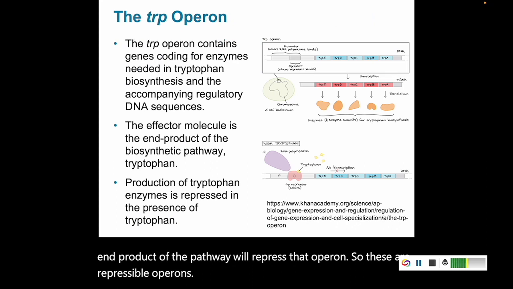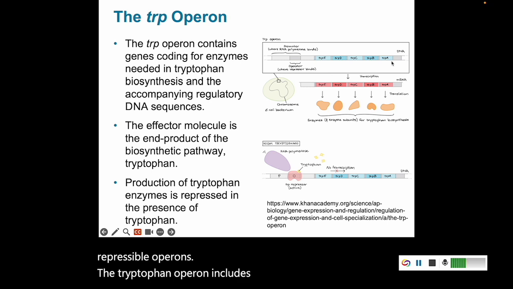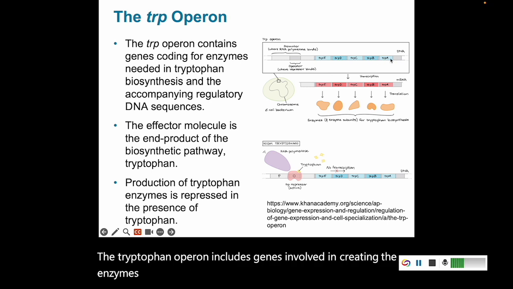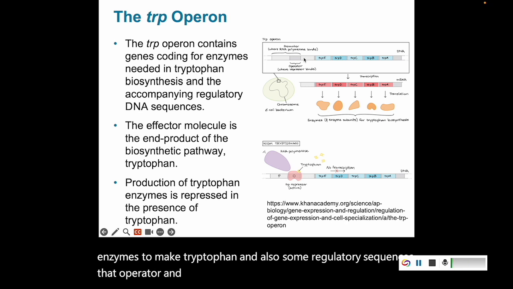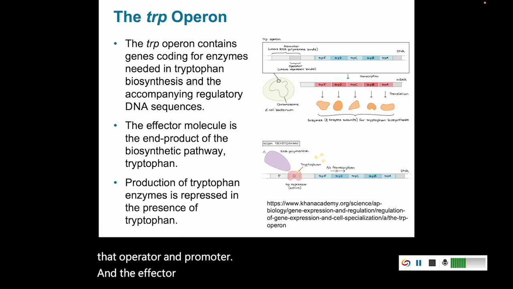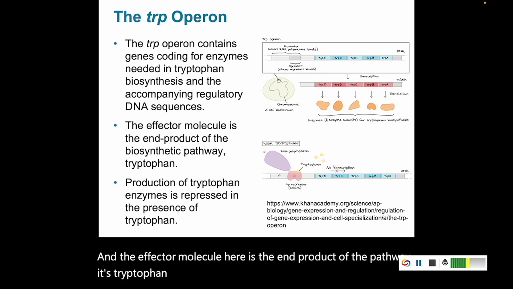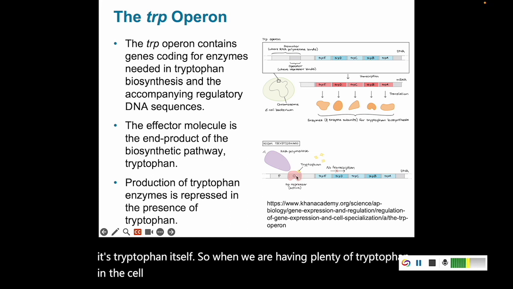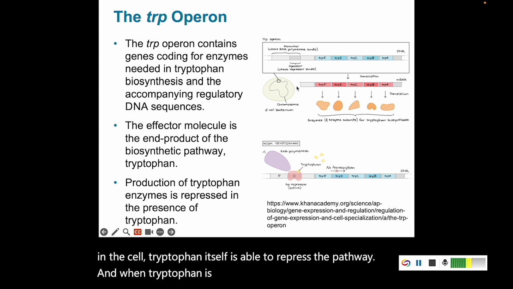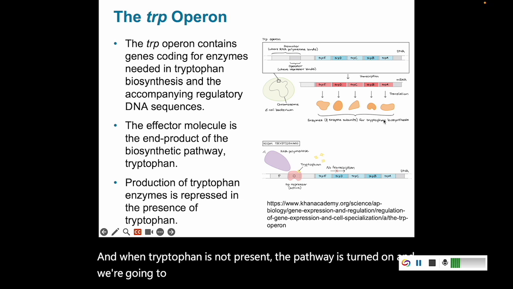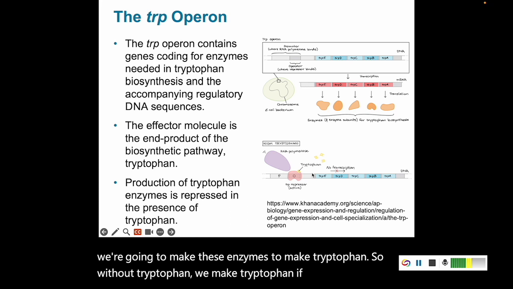The tryptophan operon includes genes involved in creating the enzymes to make tryptophan, and also some regulatory sequences, the operator and promoter. And the effector molecule here is the end product of the pathway. It's tryptophan itself. So when we are having plenty of tryptophan in the cell, tryptophan itself is able to repress the pathway. And when tryptophan is not present, the pathway is turned on, and we're going to make these enzymes to make tryptophan. So without tryptophan, we make tryptophan. If you've got plenty already, you stop making more.